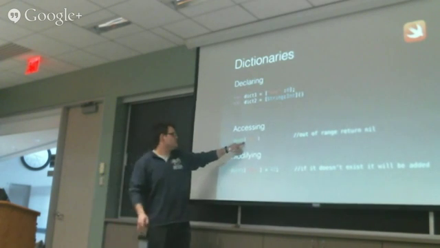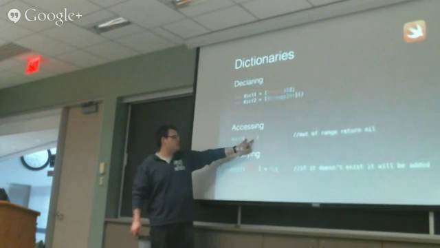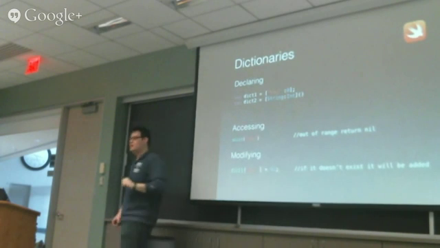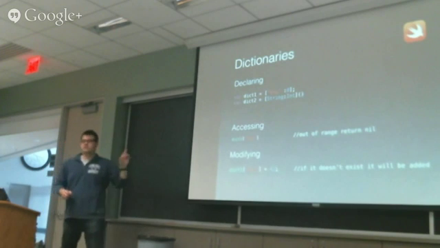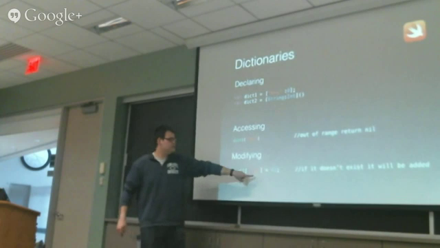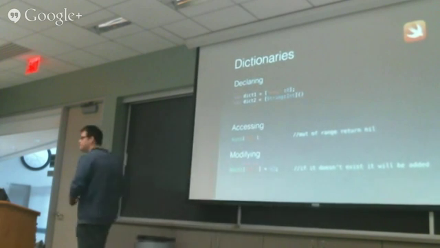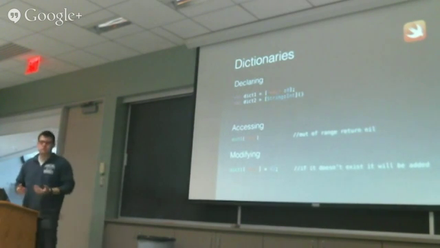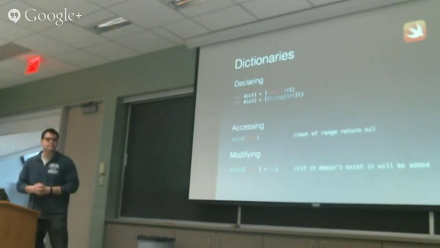Accessing it, dict1 would be the dictionary, and then I want the value associated with this key. If this key is not in the dictionary, rather than giving an error, it will just return nil. And if I wanted to assign, just like an array, if it doesn't exist, it will be added. Okay, so dictionaries are safer to work with, but you shouldn't use them in place of an array just because of their safety. Okay.